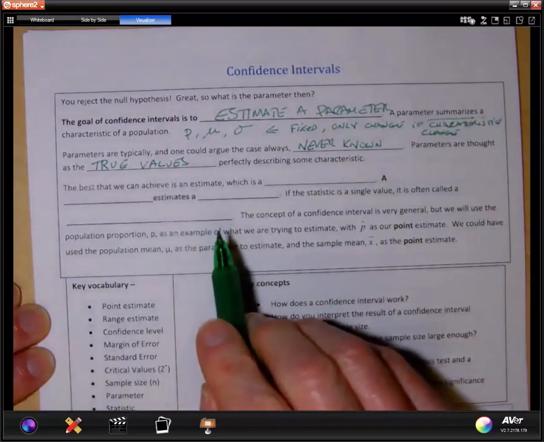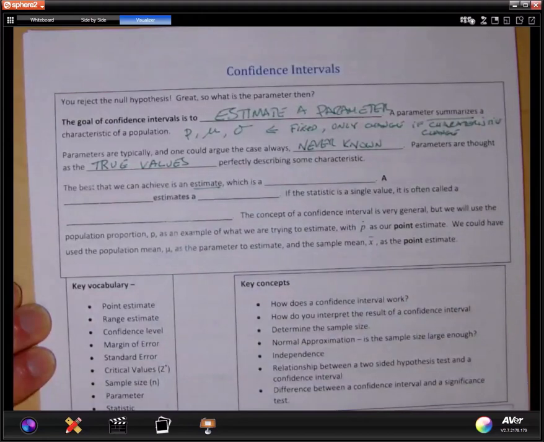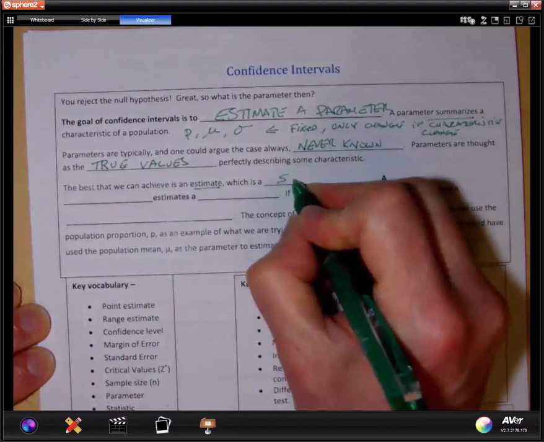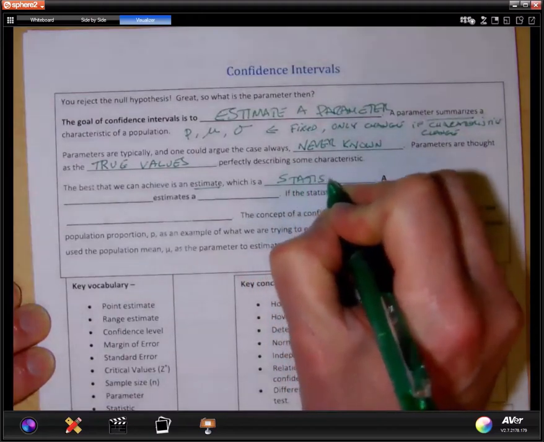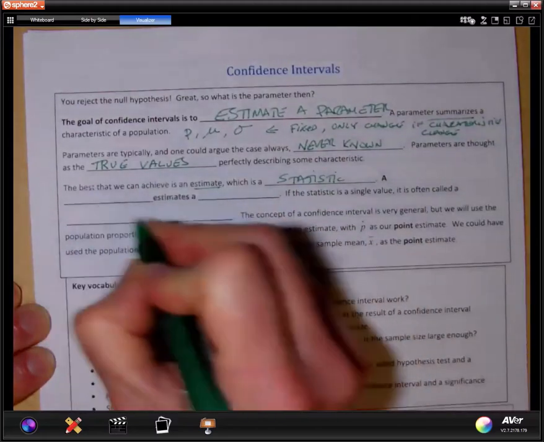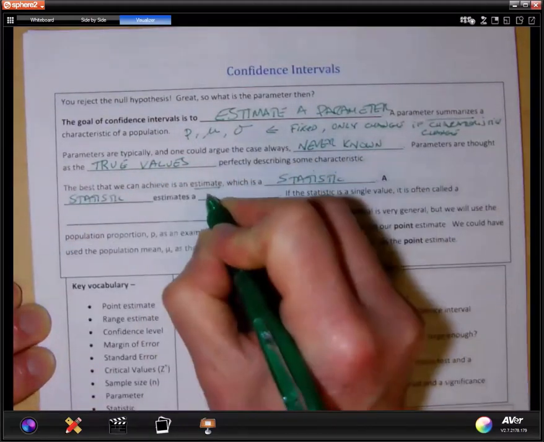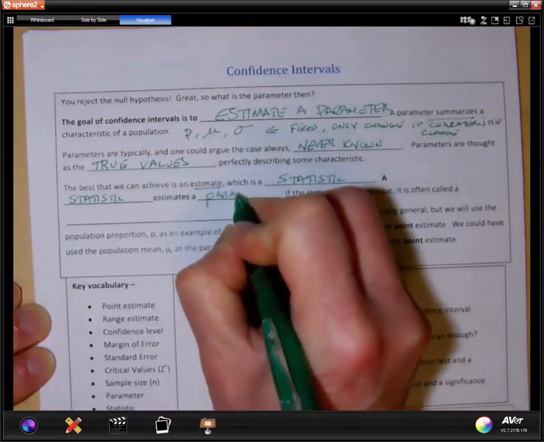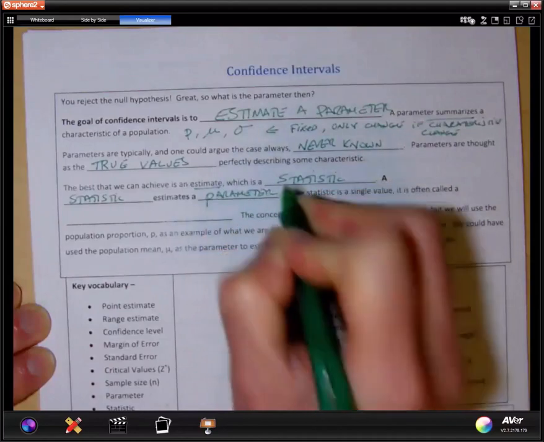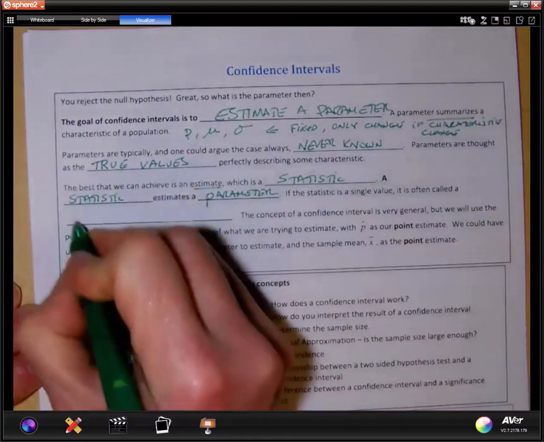The best we can achieve is an estimate. So when we don't know these, that's all we can get. Which is what? A statistic. So a statistic estimates a parameter. That's the whole purpose. If a statistic is a single value, it is often called a point estimate.